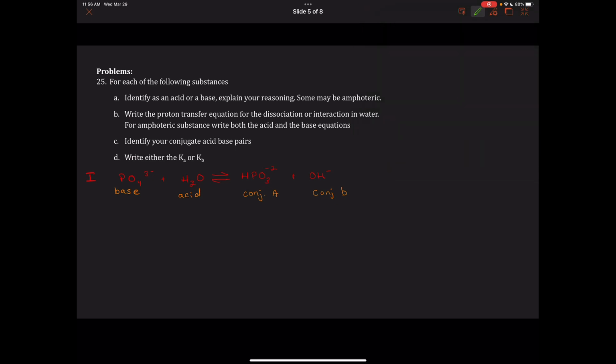So when we go to set up a K expression, we're producing hydroxide. We identify our substance as a base. This is a Kb. It's going to be very important as we get into problems later in the chapter to be able to distinguish whether you have a Ka or a Kb.